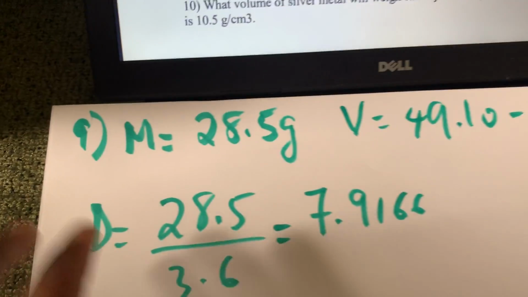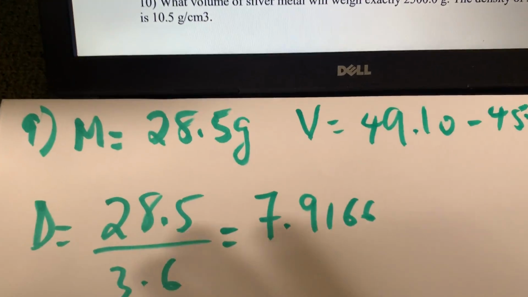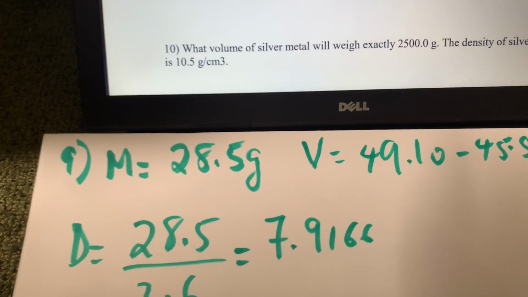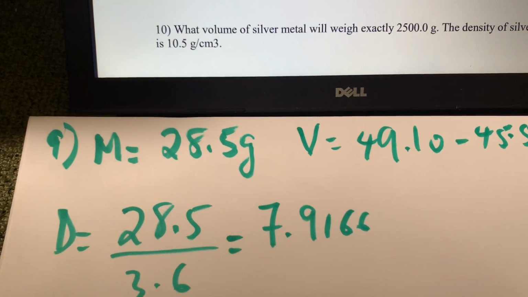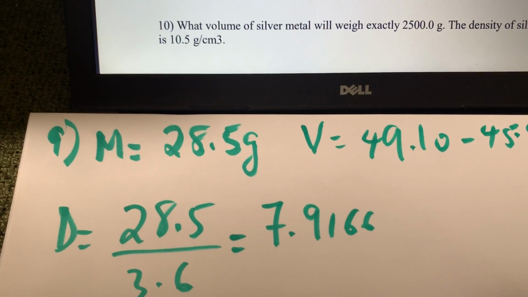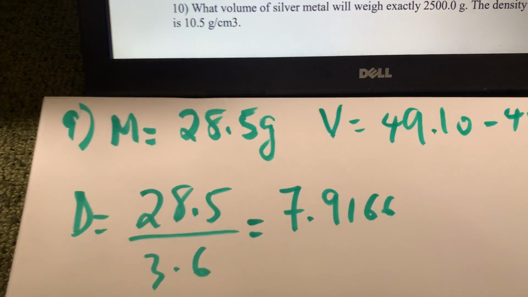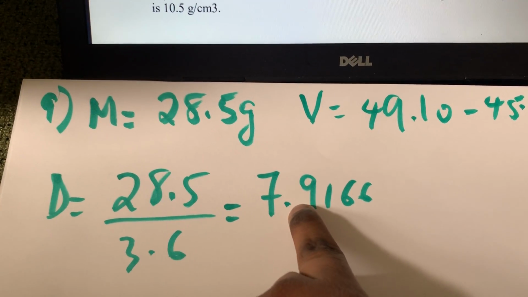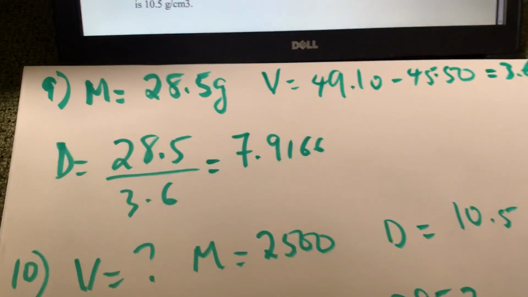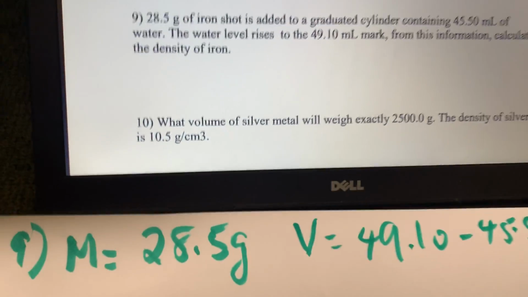Hope this makes sense. So now you have your mass, which is 28.5, and then you have your density, which is going to be 28.5 divided by 3.6, mass over volume. So the answer is going to be 7.9166. Still do that with your calculator.